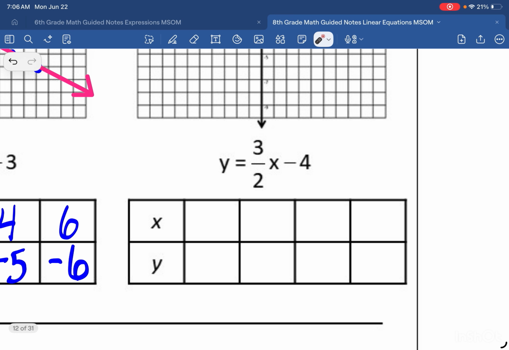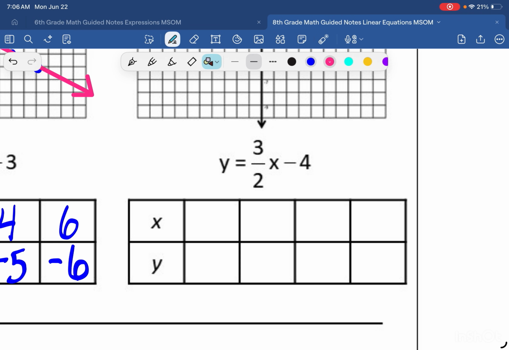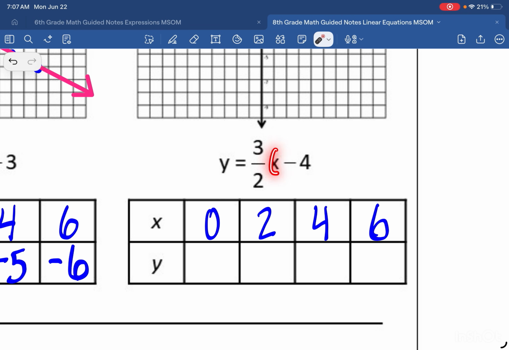Here's my equation y equals 3/2 x minus 4 we're going to graph. Again, I'm noticing I'm dividing by 2 with my x's, so I'm going to choose even numbers. I don't have to, it just makes it a little bit easier to work with. Substituting in 0, 0 times 3/2 minus 4 is going to give me negative 4. Substitute in 2, 3/2 times 2, well those would cancel, and that gives me 3 minus 4, which is a negative 1.